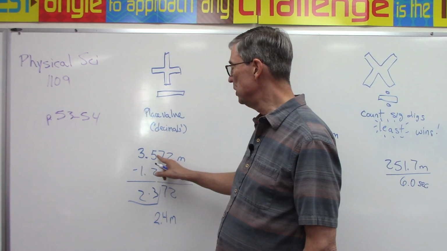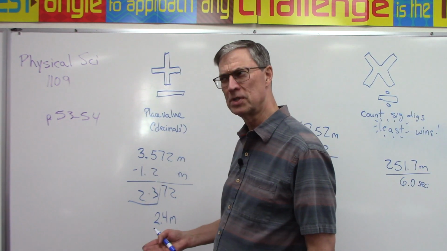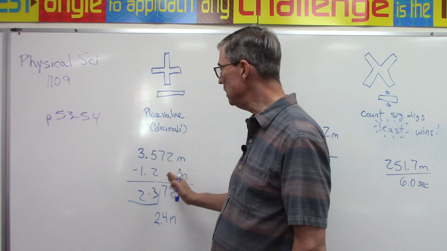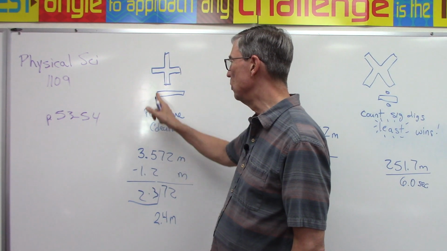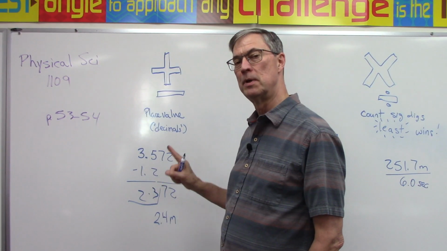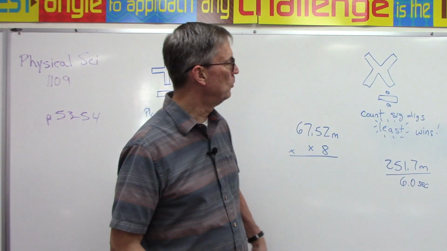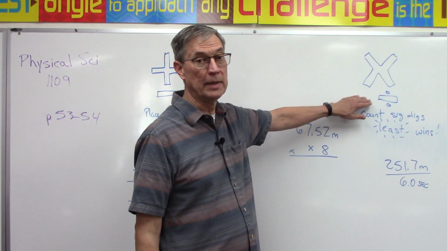But then we look, which of these two has the least number of decimal places or is the least precise? Choose that place value. So the key is place value when we're adding and subtracting. Round it to the same place value. All right, let's contrast that with multiplying and dividing.